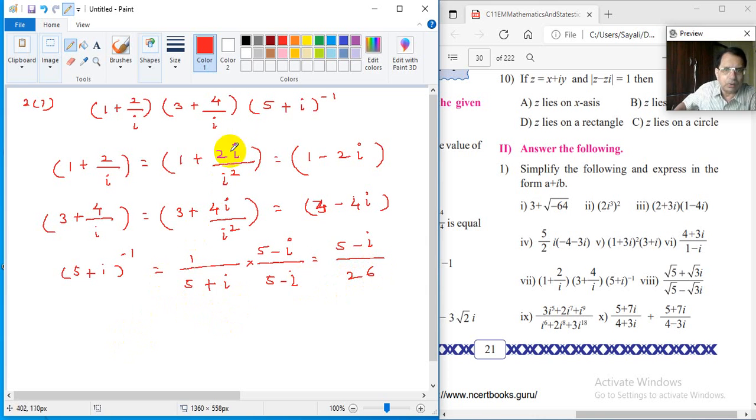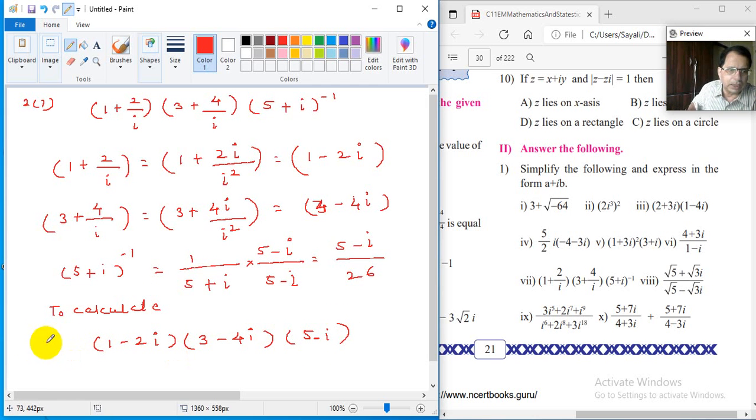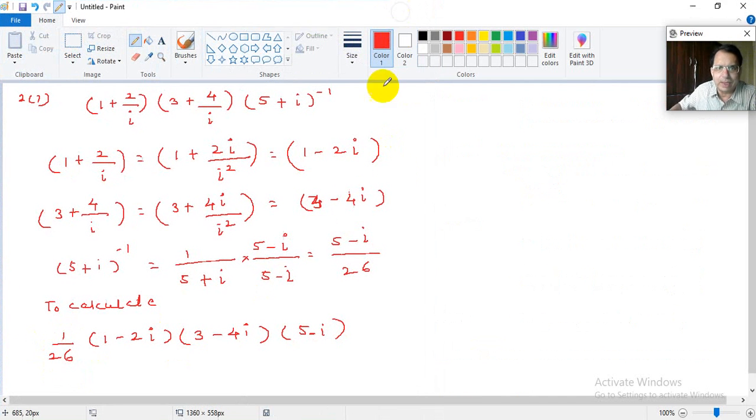So now I have to take the product of all three. So finally we have to calculate: this is 1 minus 2i, the first term, into 3 minus 4i, into 5 minus i, and the whole thing into 1 by 26. This will be the answer. But now we will simplify this.